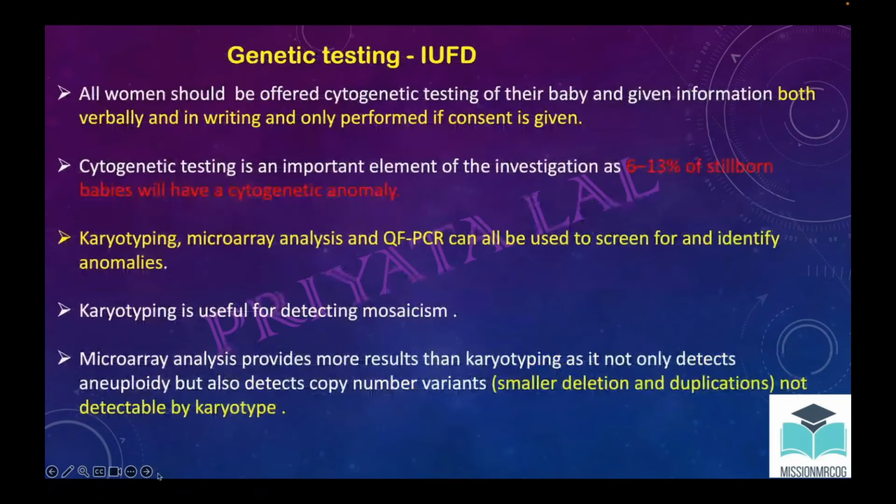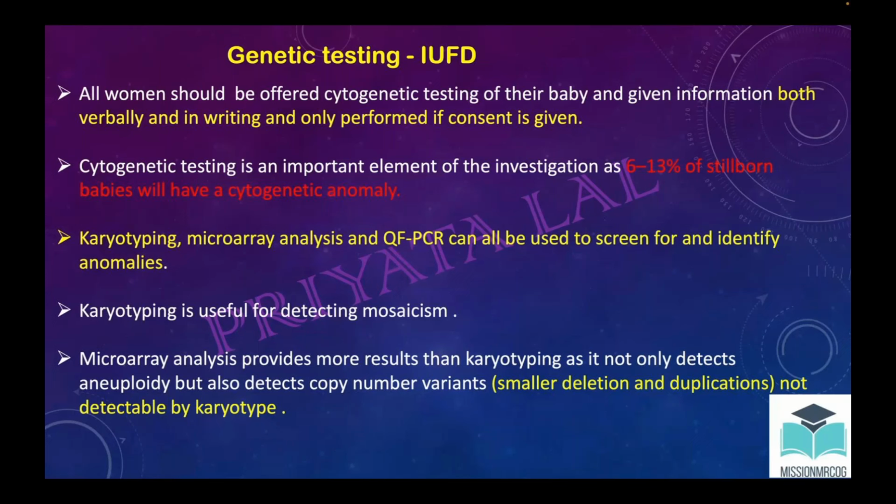Now, genetic testing. Genetic testing can be done if the consent is there, and cytogenetic testing is important because 6 to 13% of stillborn babies may have a cytogenetic anomaly. This number is important for part 2 people at minimum, and even for part 3, because the player may ask about genetic testing. So genetic causes can be there in 6 to 13%. And what are the methods used? They could be karyotyping, microarray analysis, or QF-PCR.